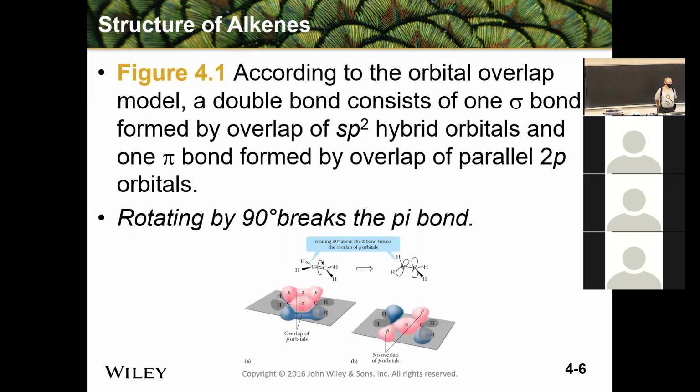Okay, according to the orbital overlap model, a double bond consists of 1 sigma bond, formed by the overlap of two sp2 hybrid orbitals, and one pi bond formed by the parallel overlap of two p orbitals. Okay, so here we have the p orbitals. And when we have a pi bond, these will overlap side to side. And rotating about that bond will actually break the pi bond.